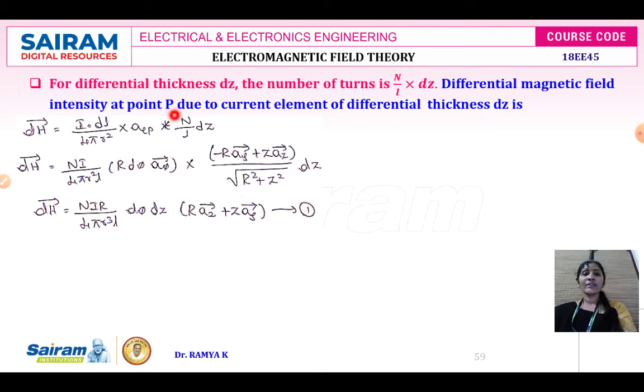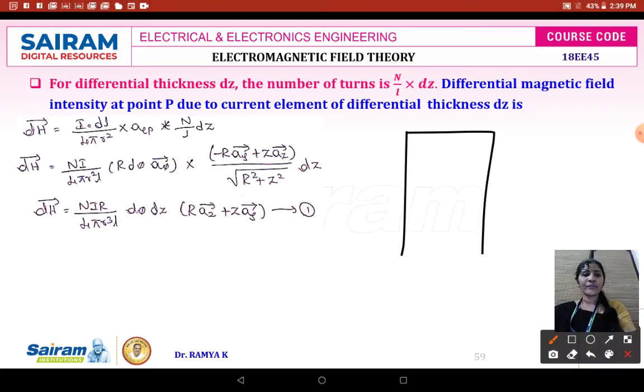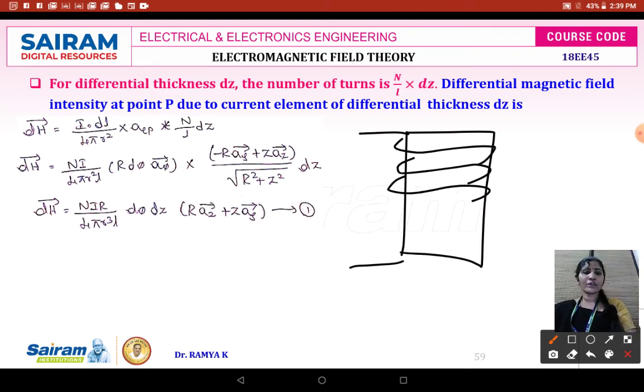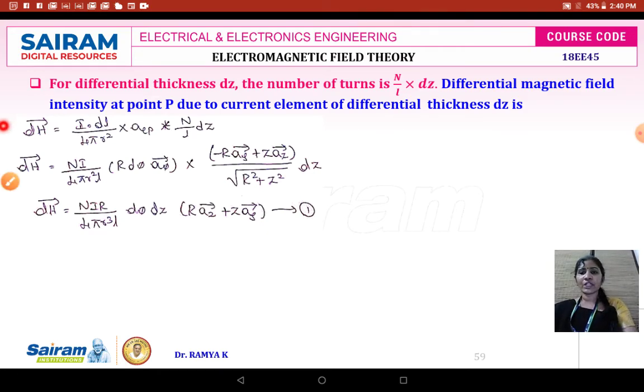If you have N by L, that is for the differential thickness, what will be the number of turns? If you have a cylinder, it is having N number of turns, and if the length of the conductor is going to be L, then for this complete length, the number of turns is N divided by L, that is turns per meter length. Therefore, for a small distance dz, what will be the number of turns? Multiply by dz. If you do so, you will get this particular equation.